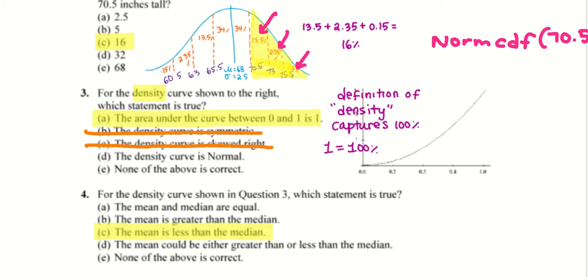Nothing is ever completely normal. It could be approximately normal, but in this case, normal, remember, looks like that. So D is out. Then you have to make an educated guess between A and E. Hopefully you understand that area is 100% and 100% is equal to 1. Since we started at 0, it looks like 0 is right here and 1 is right here. That means 100% is going to fall underneath this curve if it's a density curve. A is the best answer.